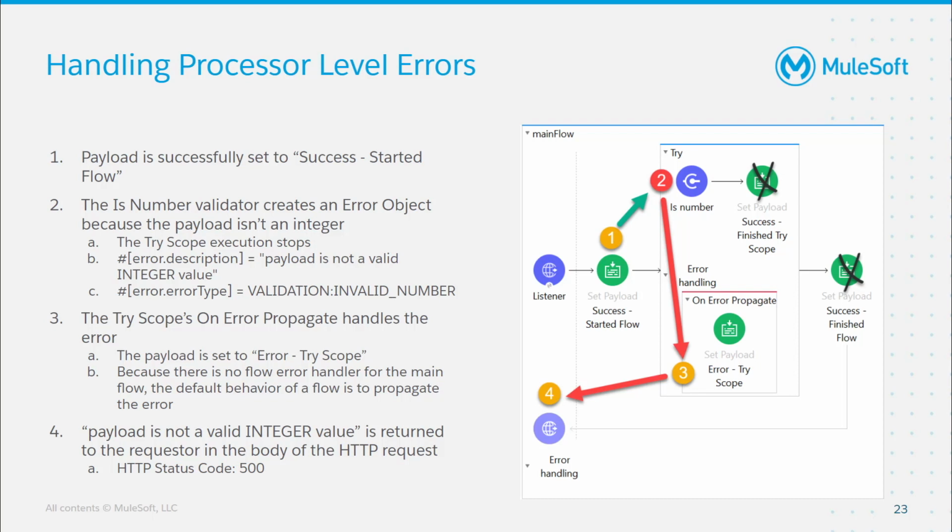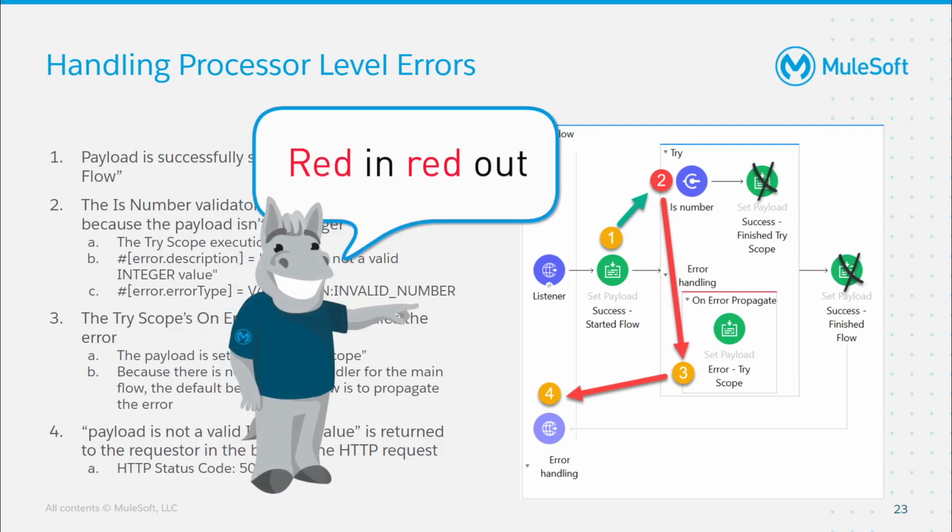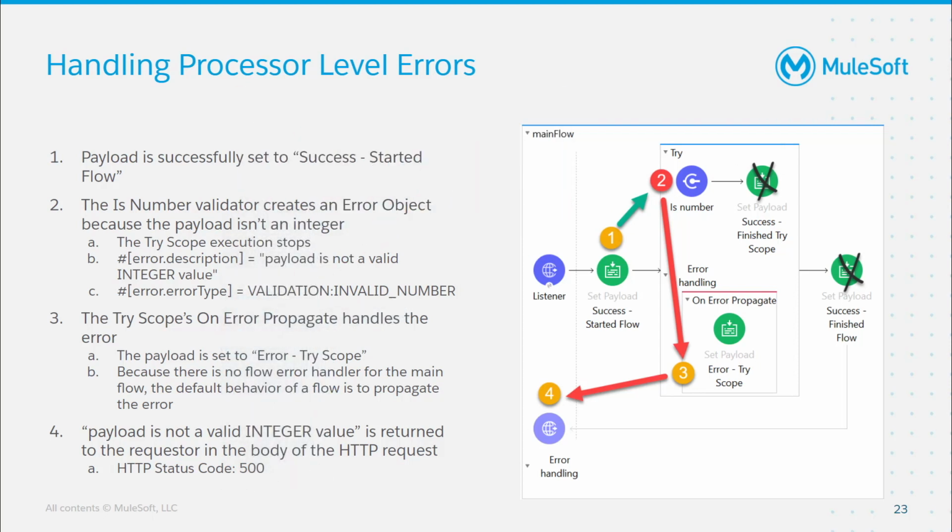Just as before, the initial set payload is executed, and the execution scope is transferred to the try-scope, and the isNumber validator fails. As before, the set payload in the try-scope is not executed due to the error, and the error is then handled by the onErrorPropagate scope. In the onErrorPropagate scope, the payload is set to error try scope, and then, because the onErrorPropagate is read in, read out, an error message is passed to the parent flow, and another error object is created with the same error.